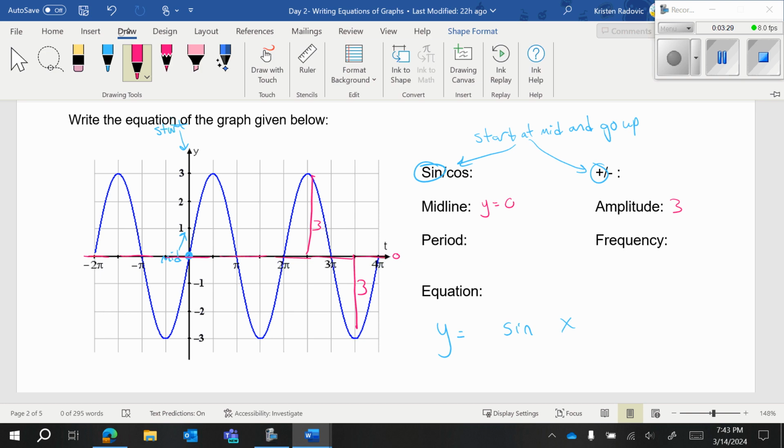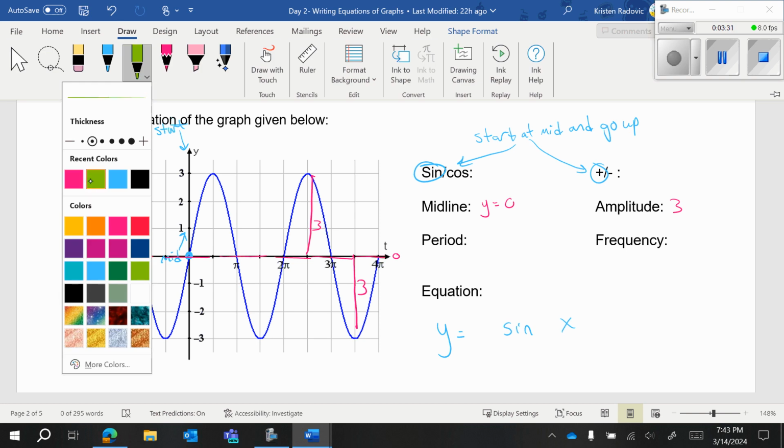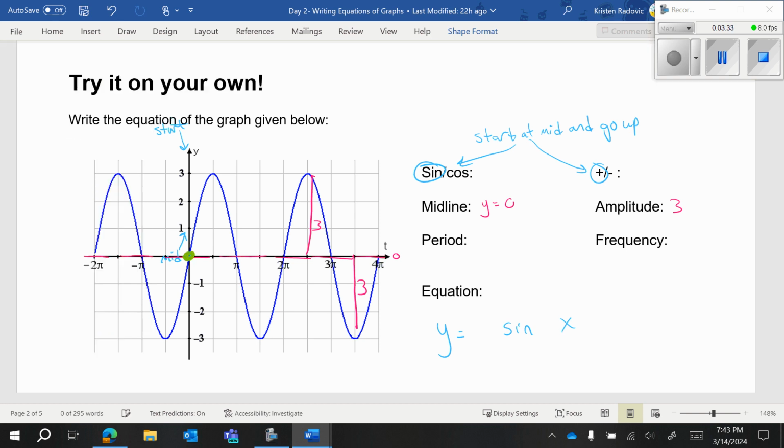Let's see about the period. We are starting here. You go up a hill and you go down a valley. That is one period of the sine curve, from 0 to 2 pi. So your period is 2 pi. And guys, you have to remember what one period of the sine curve looks like. One period looks like an S that fell over. It's a hill and a valley.